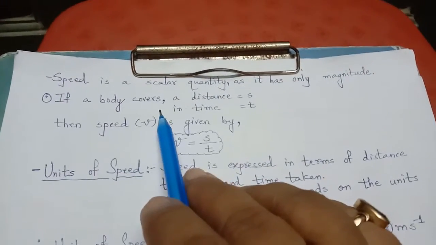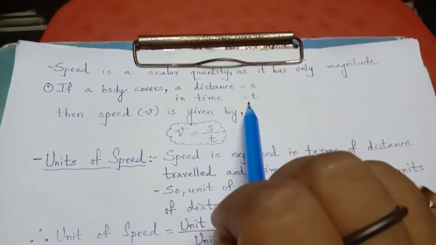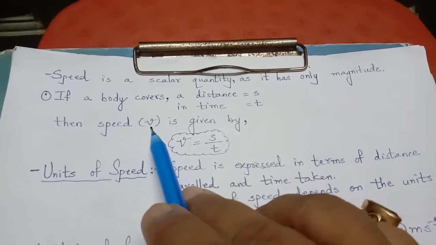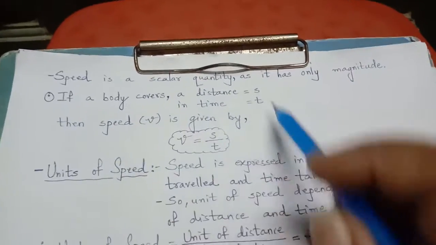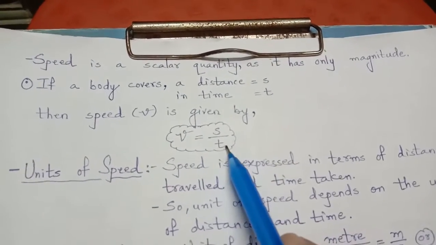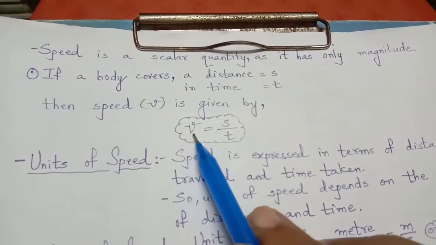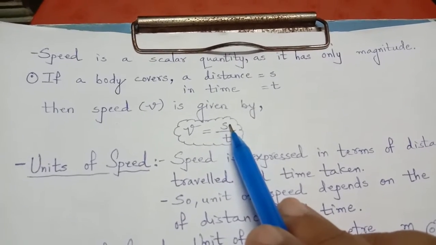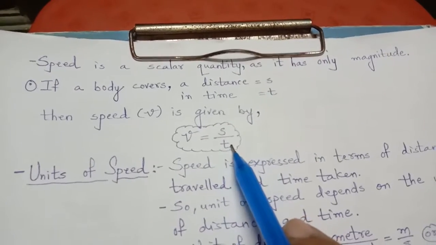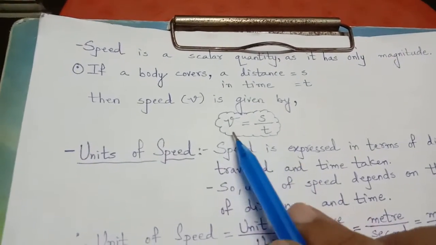If a body covers a distance equal to s, symbol of distance, in time t, symbol of time, then speed, cursive v is the symbol of speed, is given by speed is equal to distance travelled s by time taken t. s by t is the formula to find out speed. Whatever distance travelled, that is s, divided by the time given, that is t, we will get distance travelled by time, that is the speed.